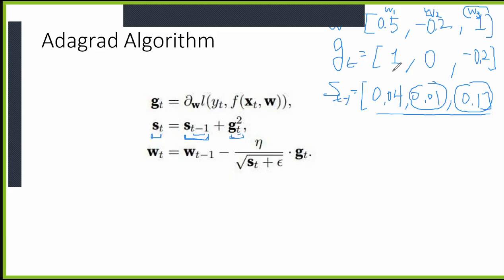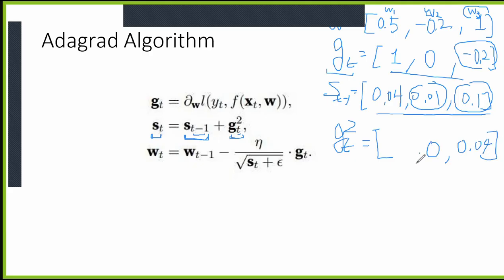In order to get the accumulation based on the current time step, we first want to square the current time step gradient, because we don't want this minus term to make the accumulation something negative. That is by definition no longer an accumulation of magnitude. So we first square it, which will give this. Then the updated accumulated gradient would be the addition of this.